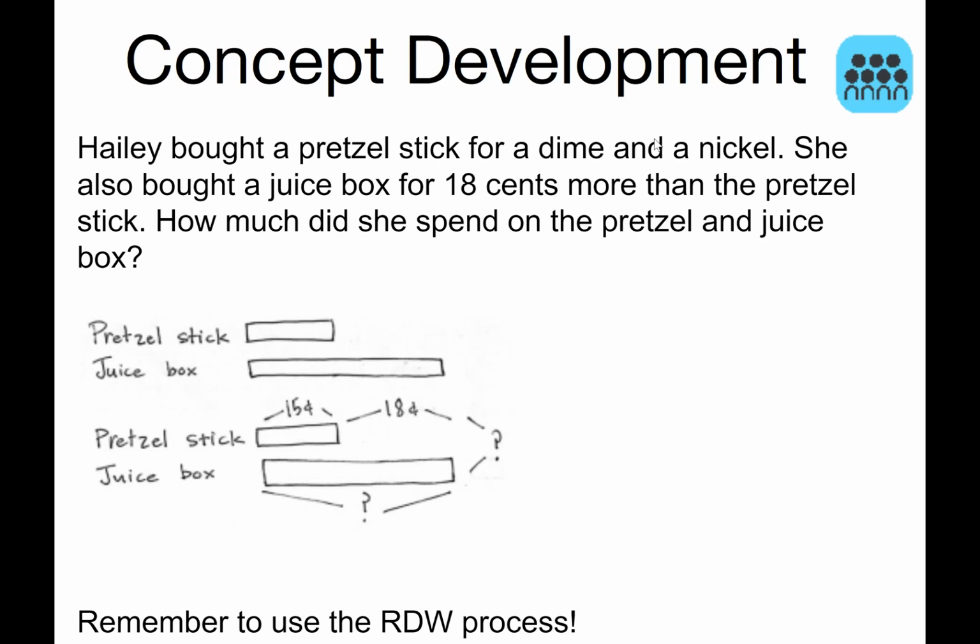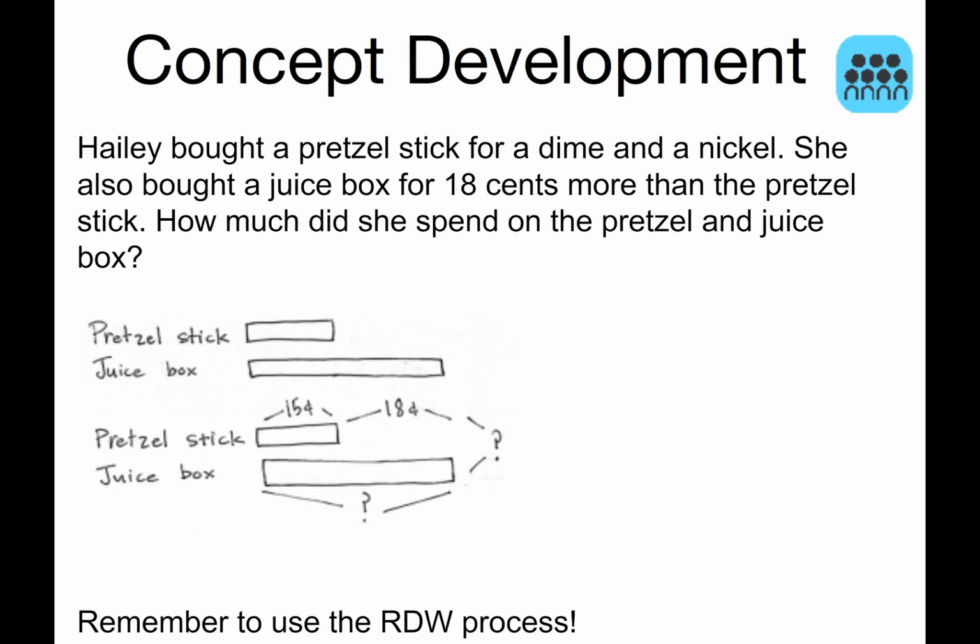Okay, so we know the pretzel stick, 15 cents. And then we know that she also bought a juice box for 18 cents more than the pretzel stick. 18 cents more than the pretzel stick. Well, the pretzel stick was sold for 15 cents. So pretzel stick equals 15 cents.